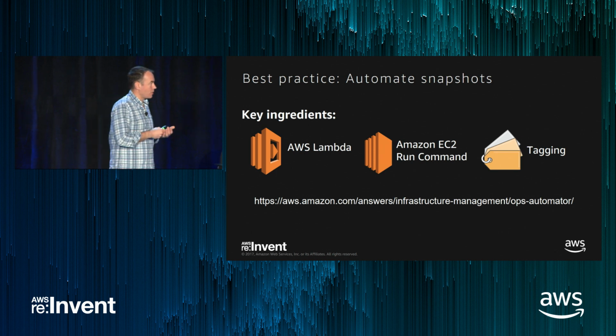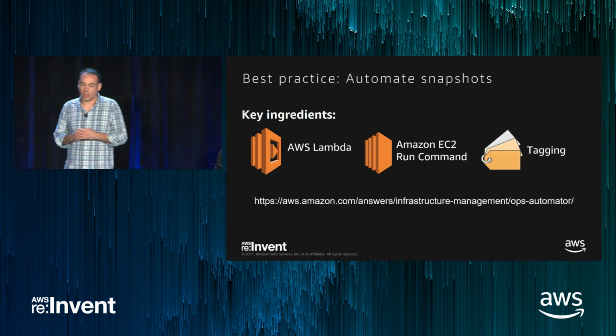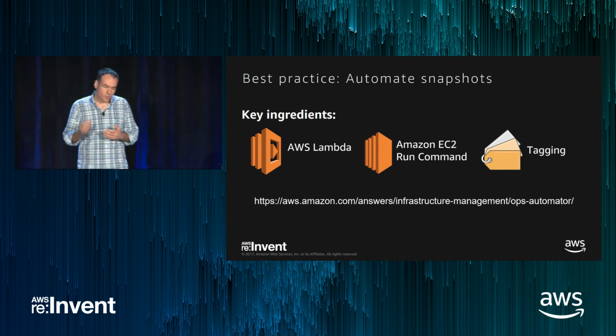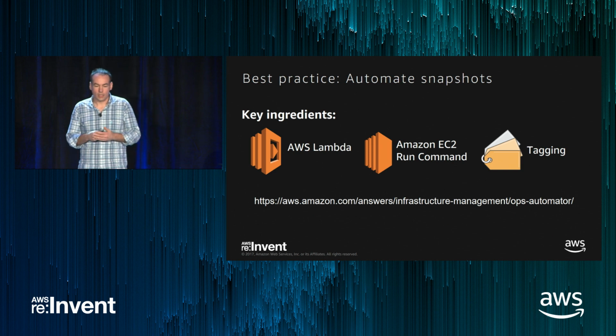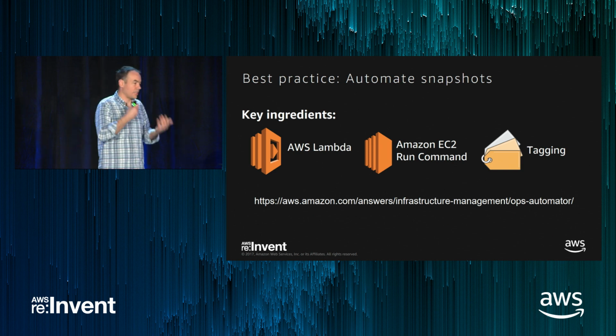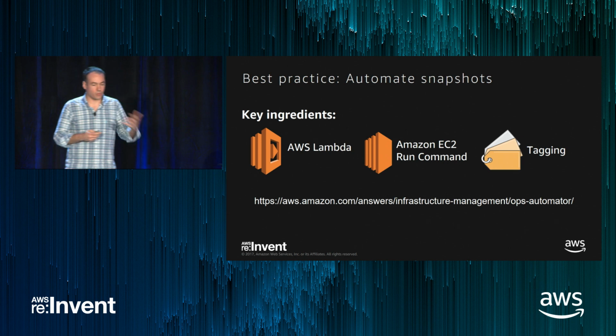So we can use building blocks of Lambda, run command, and resource tagging. And we put together templates with Ops Automator to build a snapshot lifecycle management system, so that you can set policies on your snapshots, say you want to do a weekly snapshot or a daily snapshot, as well as retention policies, so you'll delete them after a month or whatever you need to do.